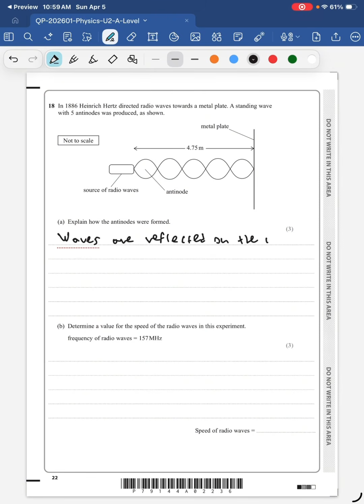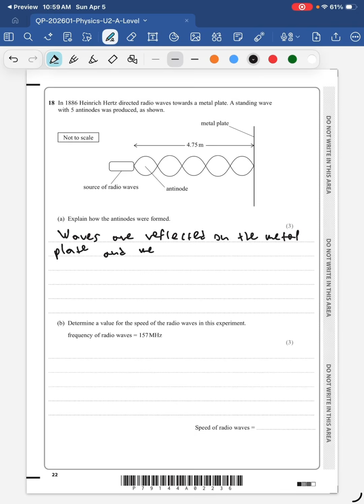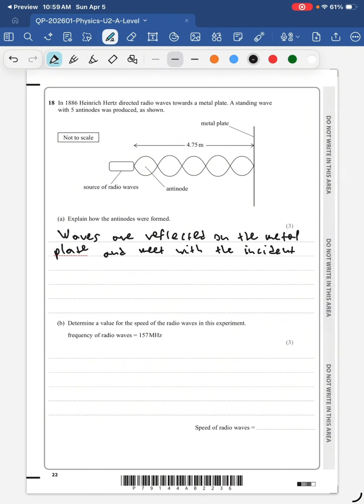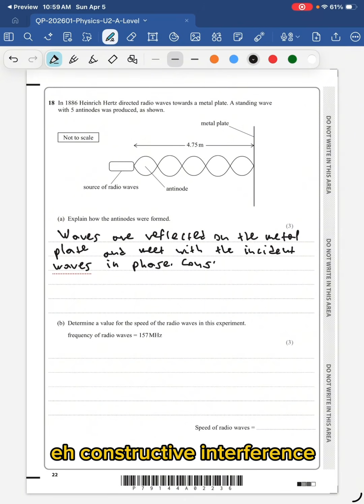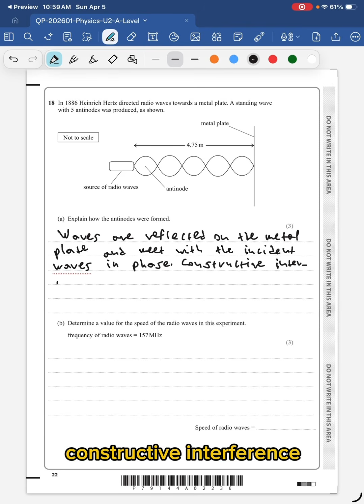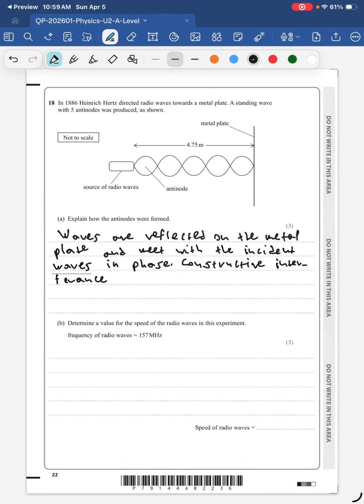Okay, and meet with the incident waves in phase. Okay. Constructive interference thus occurs.